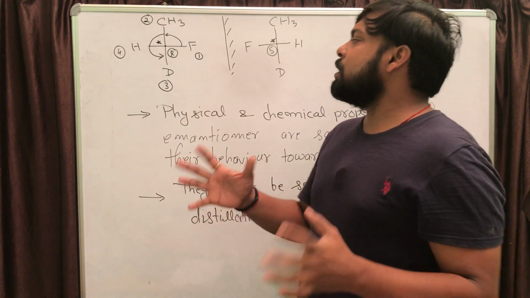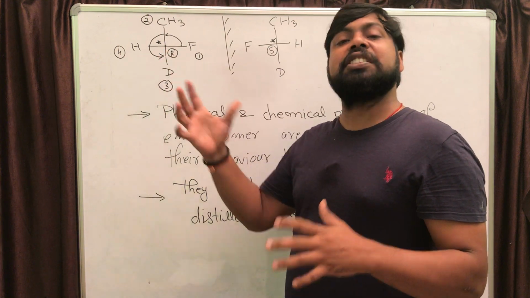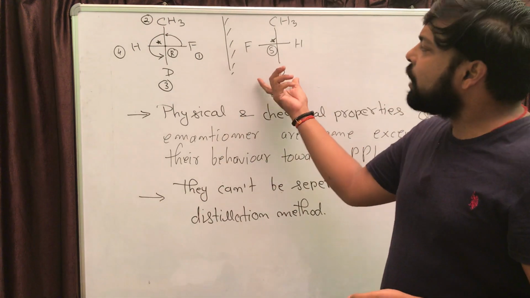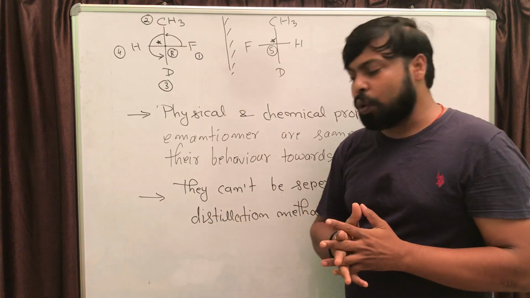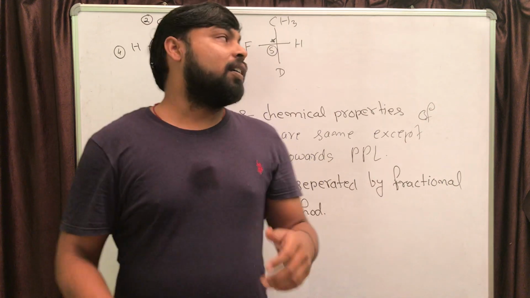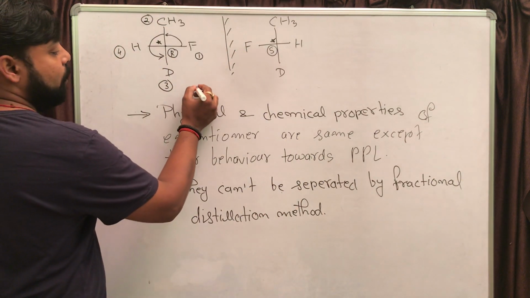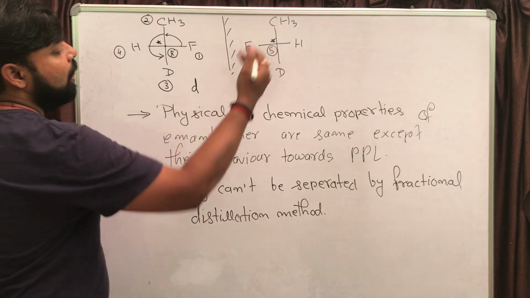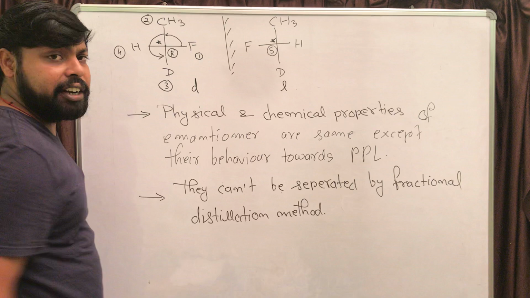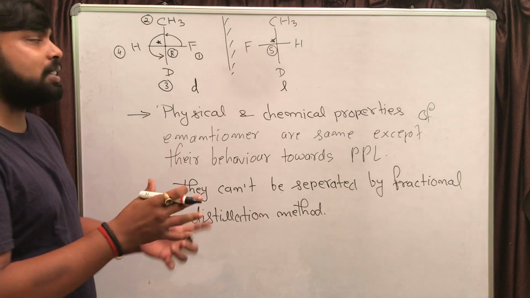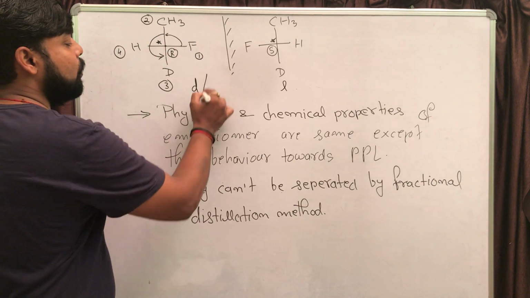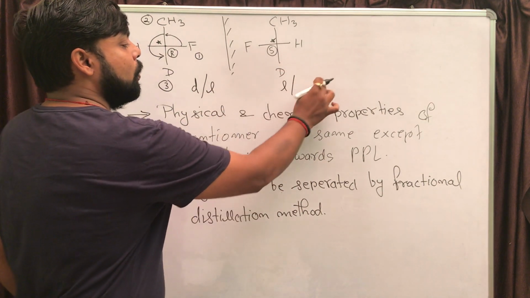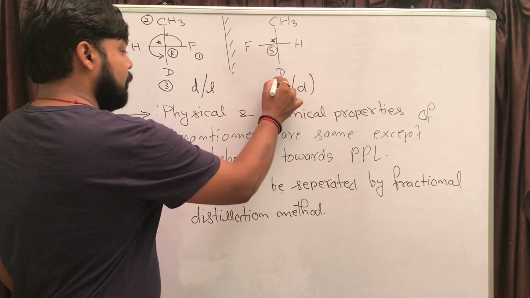So what I am saying, just assume that our original compound is dextrorotatory, it is rotating the plane polarized light in clockwise direction, then definitely our mirror image is going to be levorotatory, right? If the original compound is dextro, represented by small d, then definitely our mirror image is going to be levorotatory. And if the original compound is levorotatory, then the mirror image of this compound will be dextrorotatory.